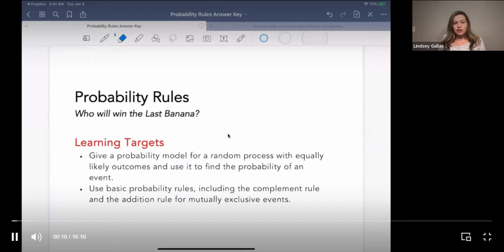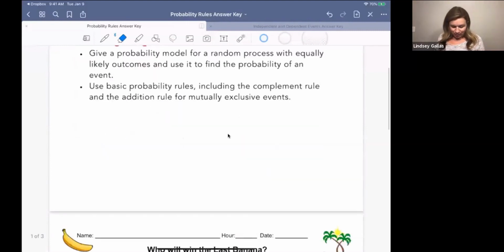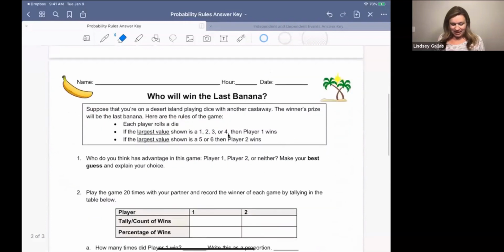Learning targets. The first is to give a probability model for a random process with equally likely outcomes, and then to use it to find the probability of an event. And then second, we are learning about basic probability rules, which include the complement rule and the addition rule for mutually exclusive events. So we are looking at a problem today called the last banana.